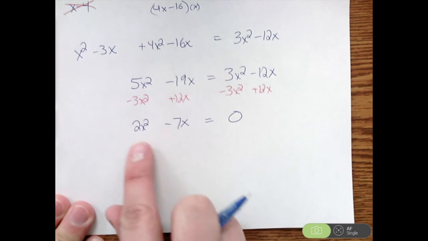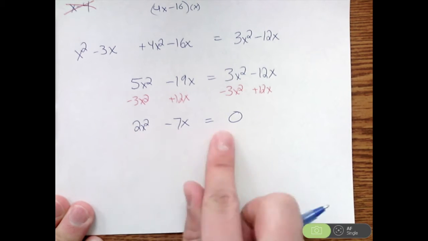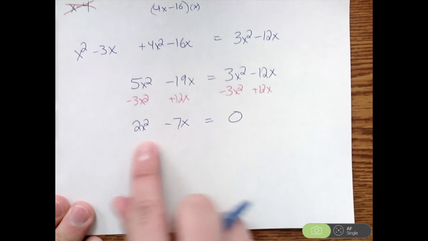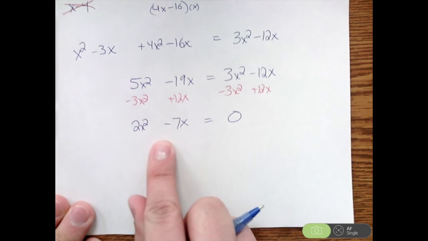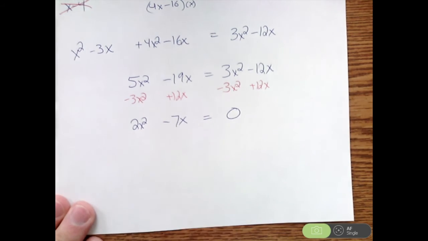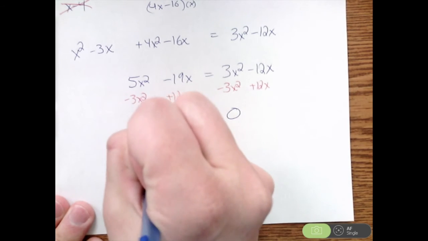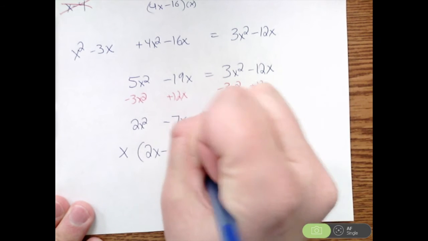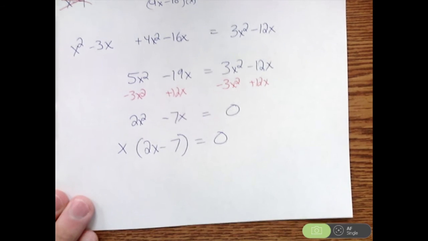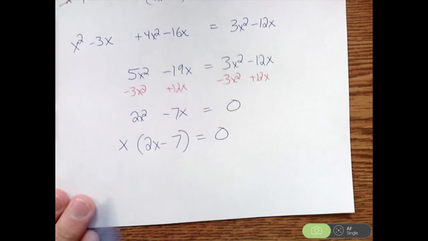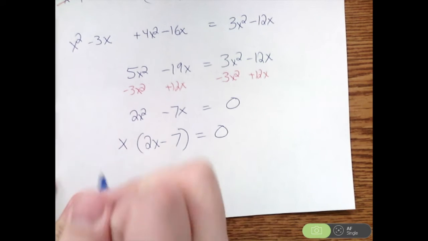So looking at this piece, I have to factor this. What I'm seeing there is there's actually a GCF, because remember that's the first thing I'm going to check. Both of these terms have an x in common. So if I pull an x out, I'm left with 2x minus 7. That is what is left over. So x and 2x minus 7 are my two factors.